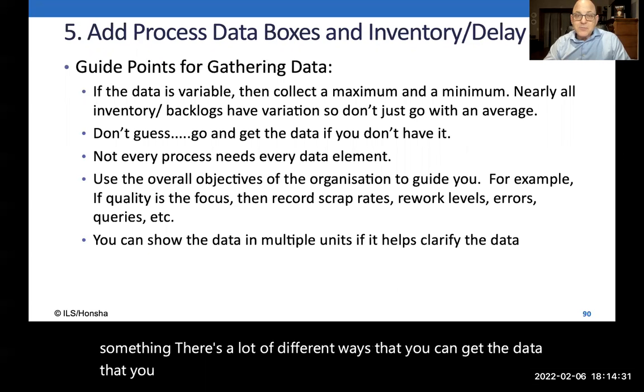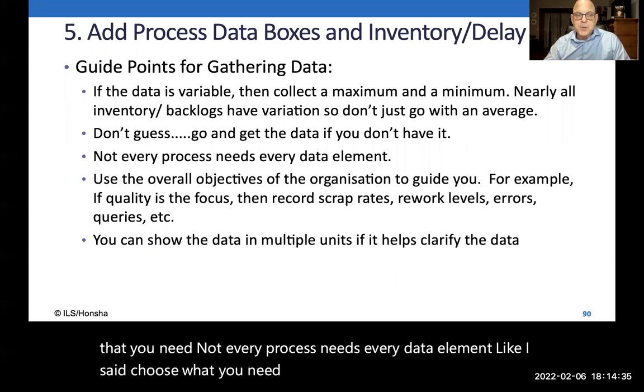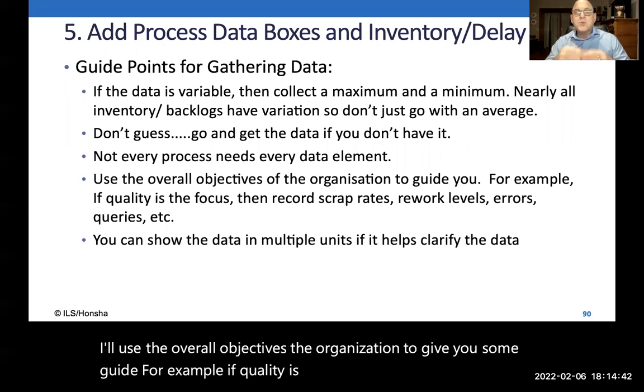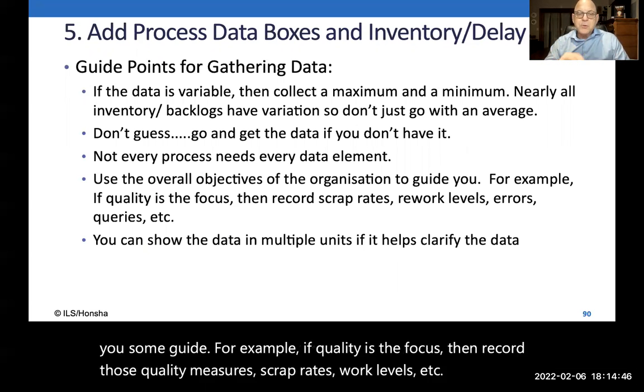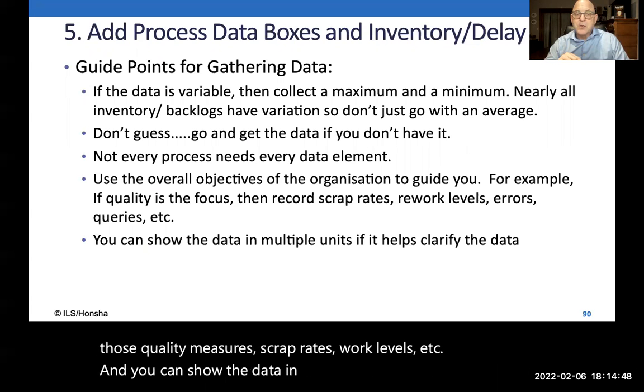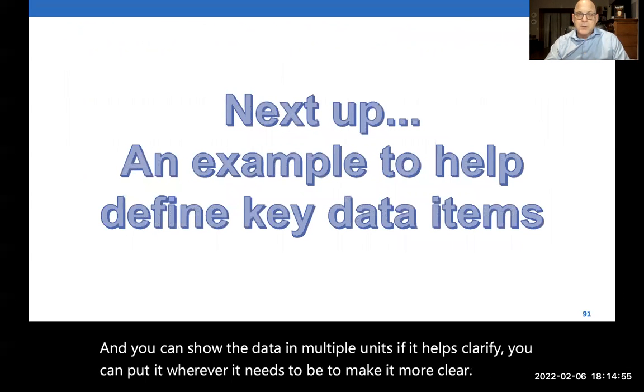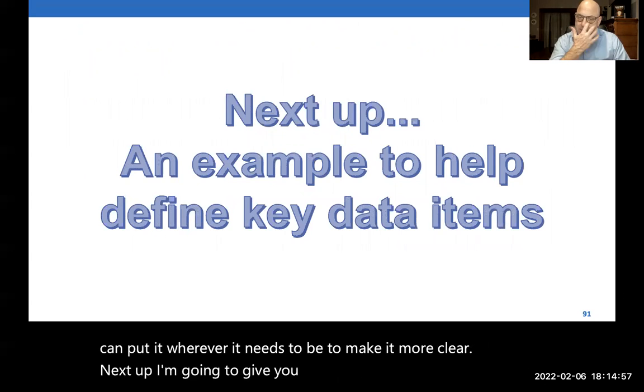Not every process needs every data element, like I said. Choose what you need to understand about each process box. Use the overall objectives of the organization as a guide. For example, if quality is the focus, then record those quality measures, scrap rates, rework levels, etc. And you can show the data in multiple units if it helps to clarify. You can put it wherever it needs to be to make it more clear. Next up, I'm going to give you an example to help define those key data items, and it's an ice cream store.